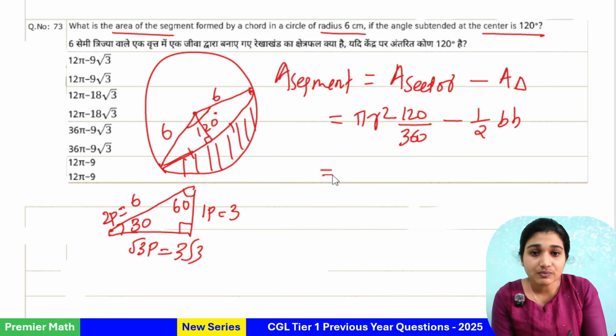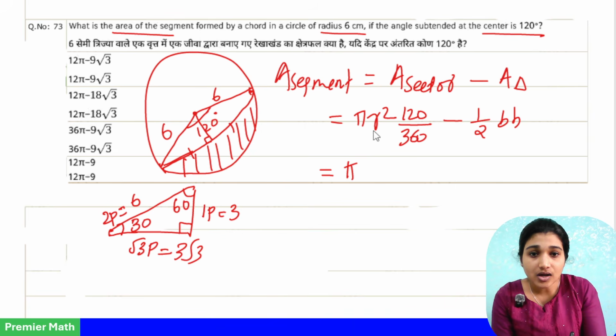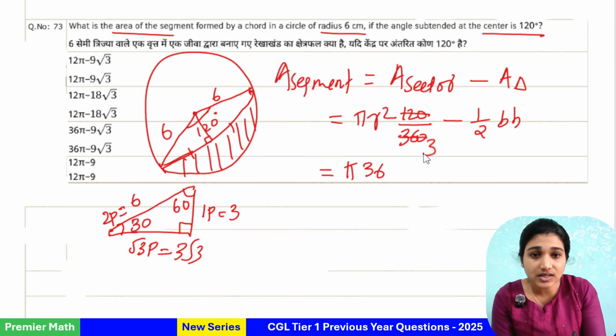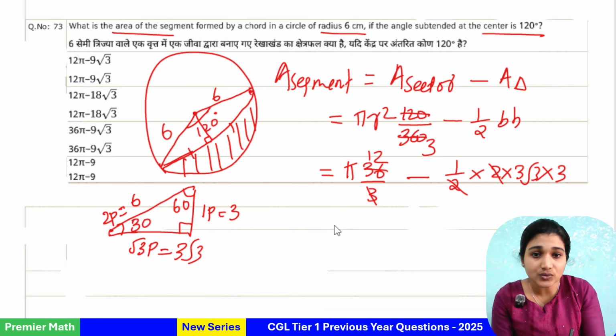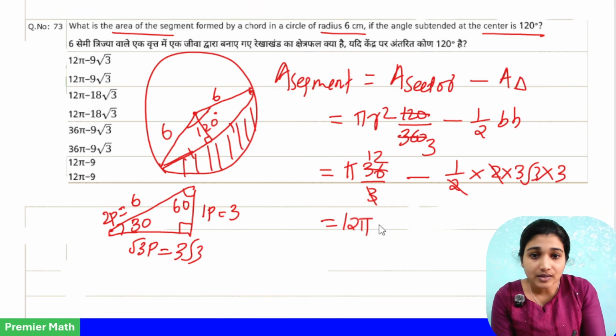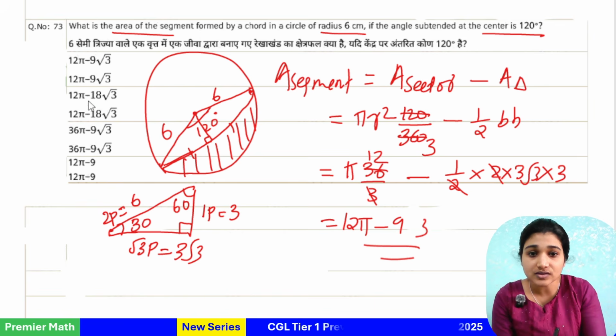Then pi r square, with r square equal to 6 square which is 36, and 120 goes 3 times in 360. So 36 by 3 is equal to 12. And here half b h, half into 2 into 3 root 3 and h is equal to 3, so this is 9 root 3. That is, 12 pi minus 9 root 3 is your answer. Option 1 is your answer.